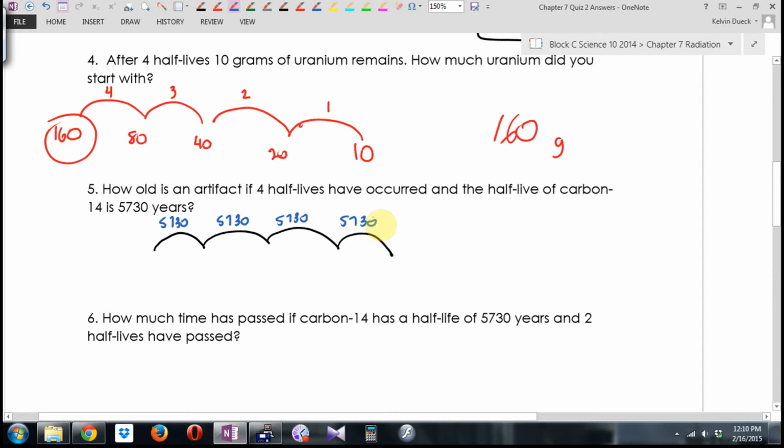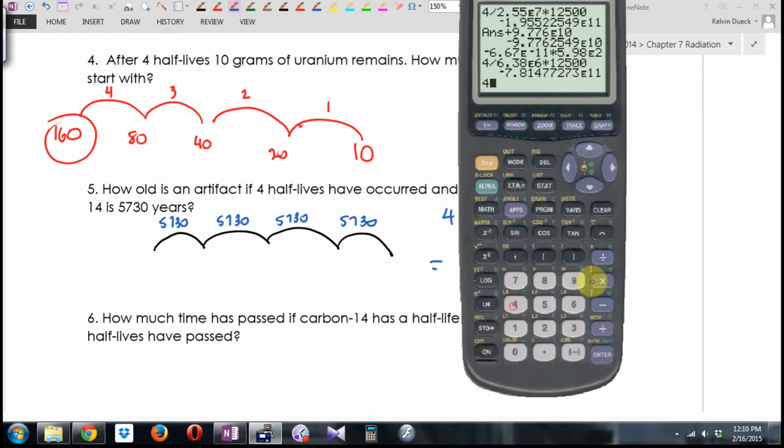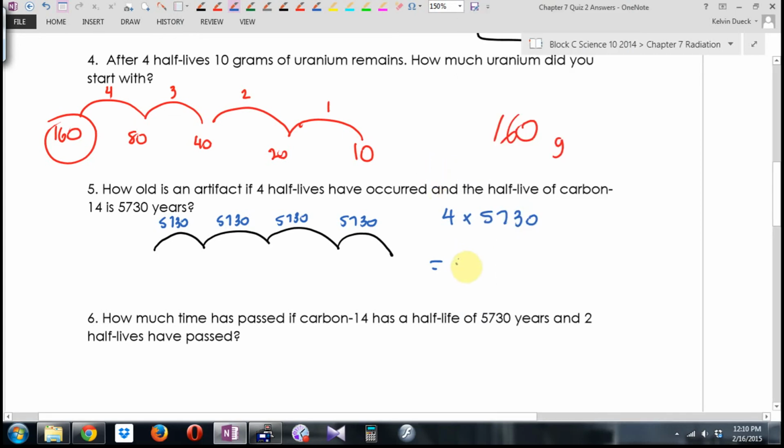You know what? It's going to be 4 times 5,730. And this is why you need a calculator. Or you could go 5,730 plus itself 4 times, because that's the same as timesing by 4. That's how old this particular object would be. 4 half-lives. You get 22,920 years old.